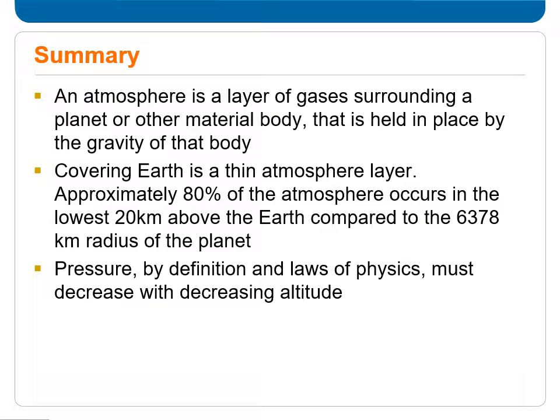In summary, an atmosphere is a layer of gases surrounding a planet or other material body, that is held in place by the gravity of that body. Covering Earth is a thin atmosphere layer. Approximately 80% of the atmosphere occurs in the lowest 20 kilometers above the Earth, compared to the 6,378 kilometer radius of the planet. Pressure, by definition and laws of physics, must decrease with increasing altitude.